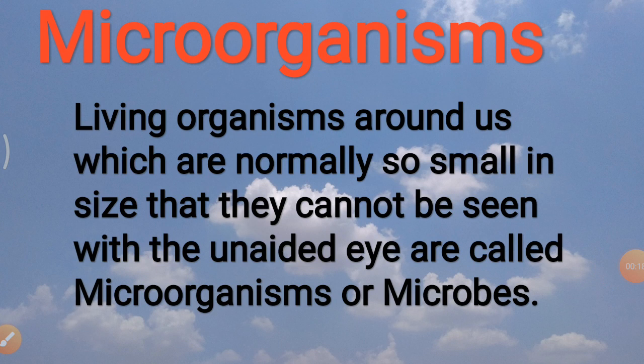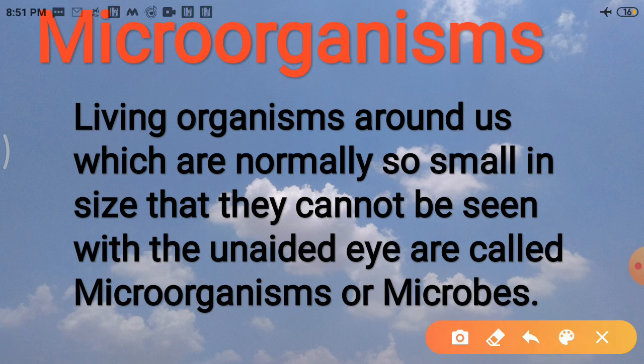First of all, we will discuss what microorganisms are. Living organisms around us which are normally so small in size that they cannot be seen with the unaided eye are called microorganisms or microbes. As you have seen, several kinds of plants and animals are visible by the naked eye. But microorganisms are those organisms around us which we normally cannot see by our naked eyes.